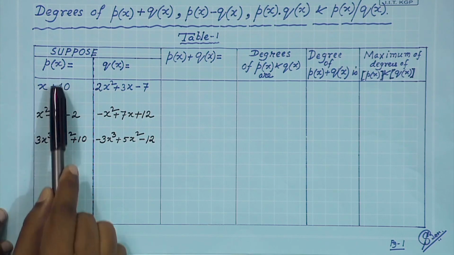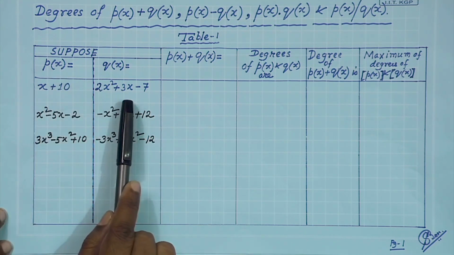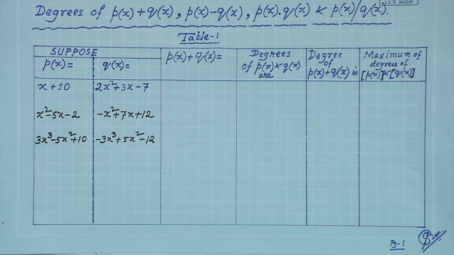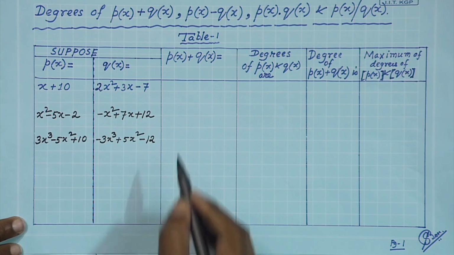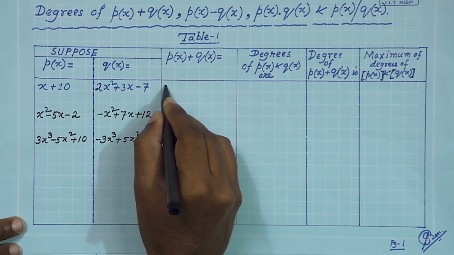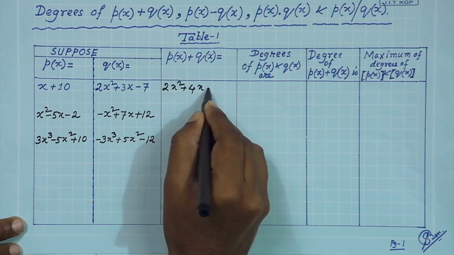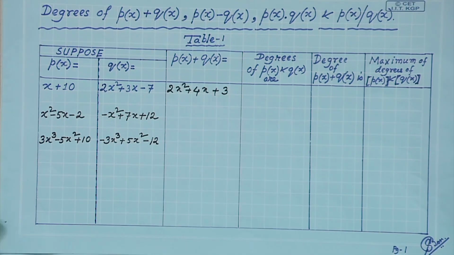For the first case, x plus 10 is the first polynomial and 2x square plus 3x minus 7 is the second. Just tell me what will be the sum of these two polynomials. P(x) plus q(x) is equal to? It will be 2x square plus 4x plus 3.